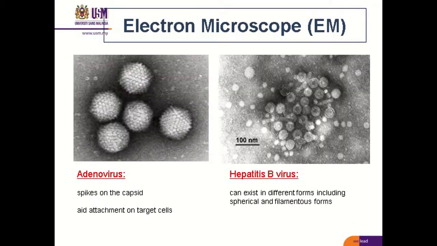And then on the left is adenovirus. So we can see spikes on the capsid which aid attachment on target cells. And on the right is hepatitis B virus, which exists in different forms, including spherical and filamentous forms.